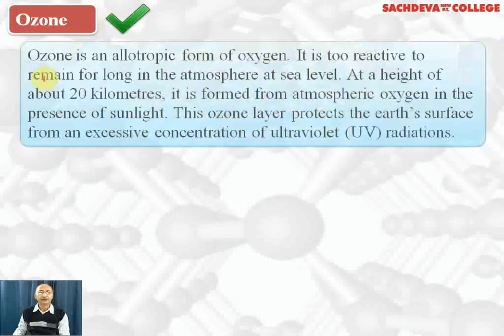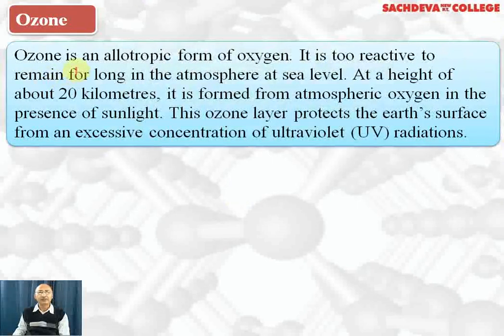Next, we are taking ozone. Ozone is an allotrope of oxygen. It is very reactive and cannot remain in the atmosphere for a long time. At a height of 20 kilometers, it is formed from atmospheric oxygen in the presence of ultraviolet light obtained from sunlight. The ozone layer protects the Earth's surface from excessive ultraviolet light, which if it reaches the Earth may cause skin cancer.